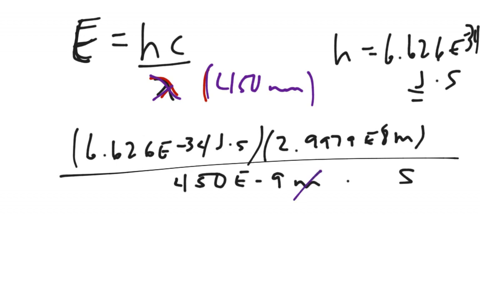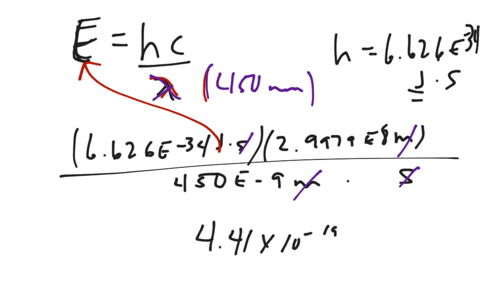Check out my units. Meters cancel, seconds cancel, so I'm left with joules, which is a unit of energy, which is great. So joules goes to energy. That's what I want it to do. That's awesome. So for this, I would say that my energy of purple light is 4.41 times 10 to the negative 19 joules.